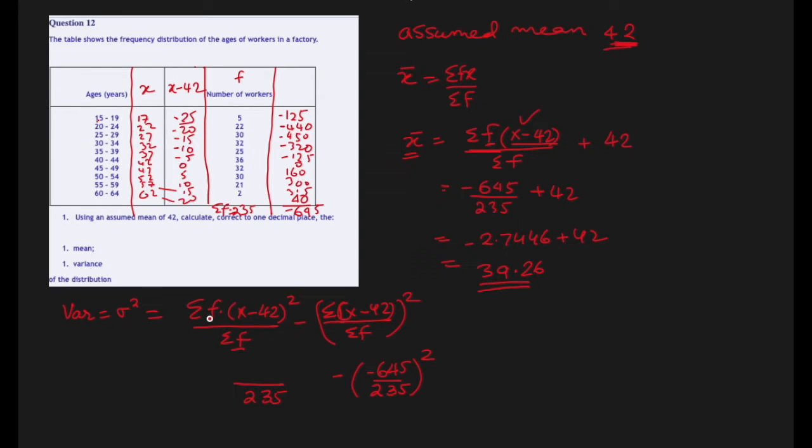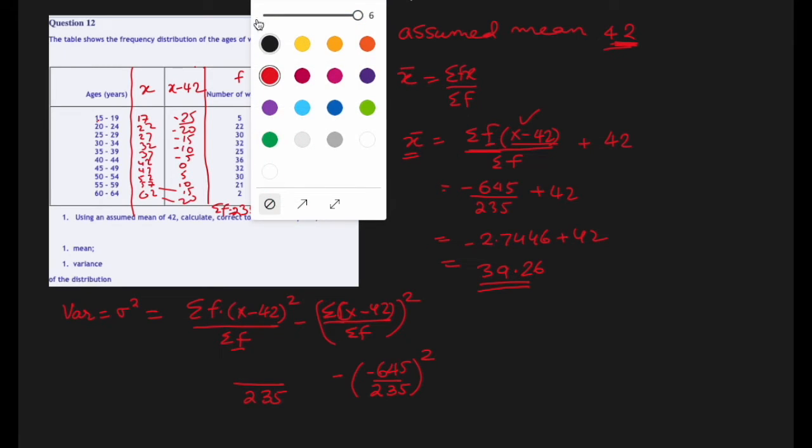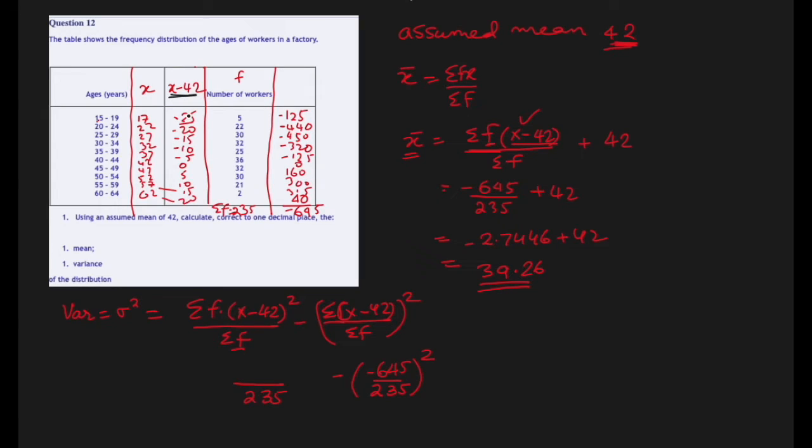The only thing is that we have to square each x minus 42, and that I'm going to do now. So in this case, the square of negative 25 is 625, then 400, 225, 100, 25, 0, 25, 100, 225, and 20 squared is 400. Each one of these will now multiply with its frequency. So 5 times 625, that's what it will be. So let me write here 5 times 625 plus.